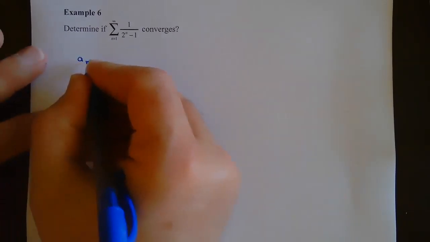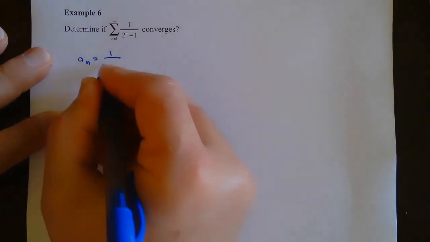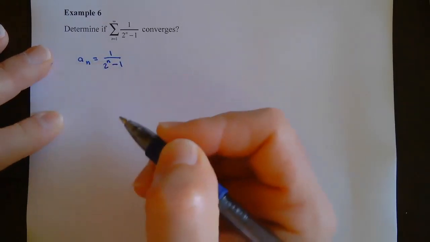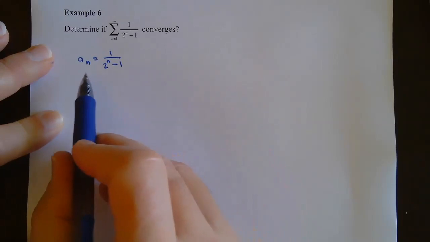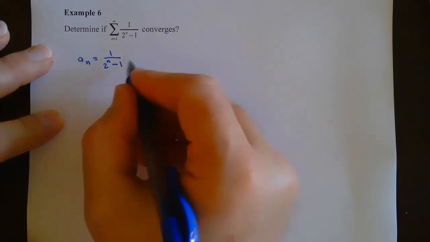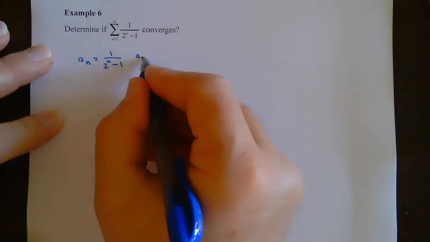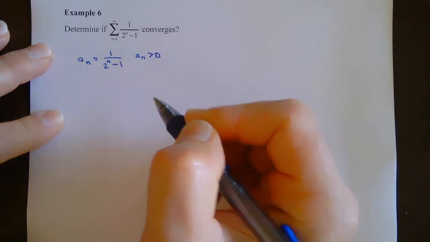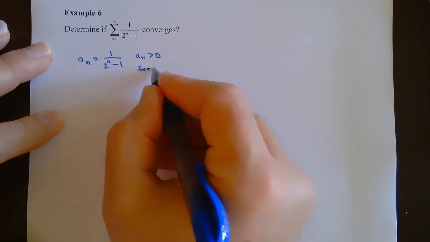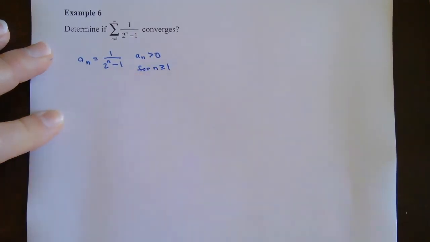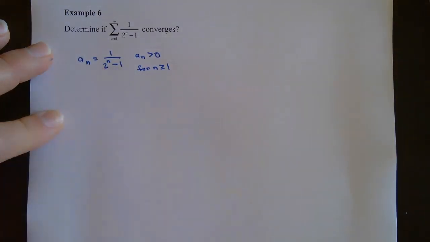All right, let's take a look at example 6. Determine if the sum from n equals 1 to infinity of 1 over 2 to the n minus 1 converges. We're going to let a sub n equal 1 over 2 to the n minus 1. For n greater than or equal to 1, a sub n is greater than 0. It's always going to be positive because 2 to the n is always bigger than 1.